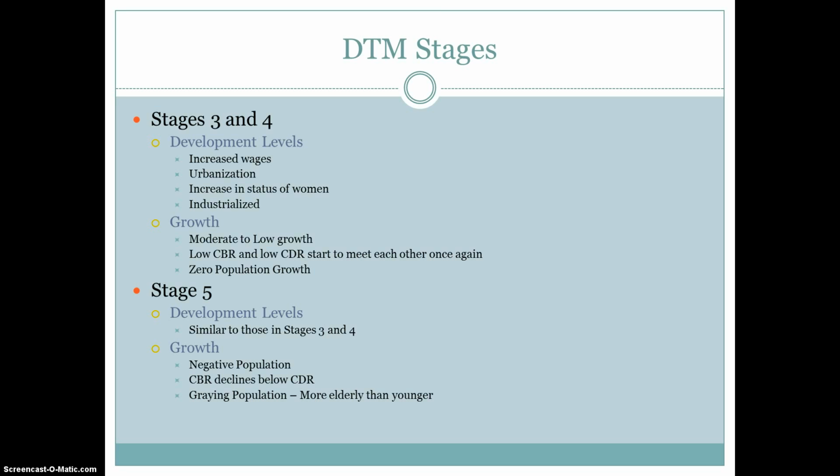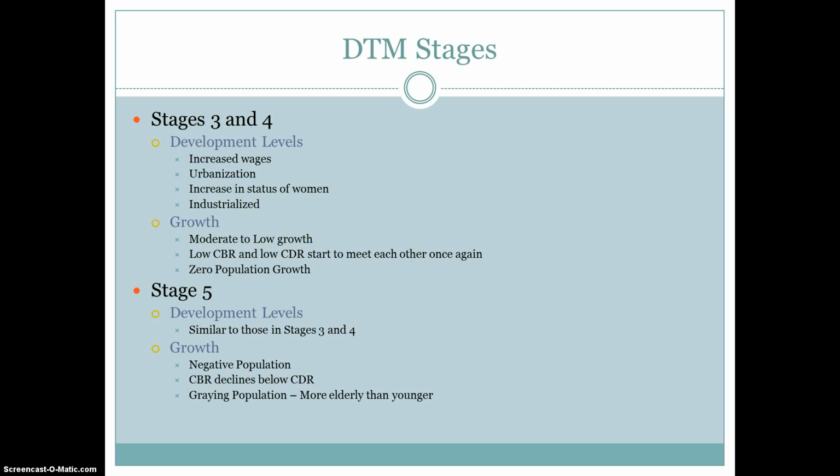When we look at stages 3 and 4, the development levels we associate with these countries are increased wages, urbanization, the increased status of women, as well as these countries tend to become more and more industrialized. When we look at the growth, stage 3 countries will exhibit moderate growth, while stage 4 countries will exhibit low growth. This is because a low CBR, low crude birth rate, and low crude death rate start to meet each other once again, and this is where we come into the concept of zero population growth.